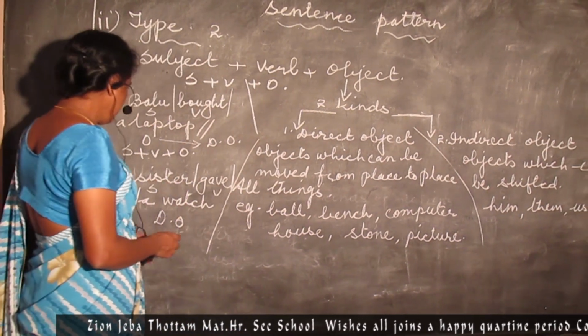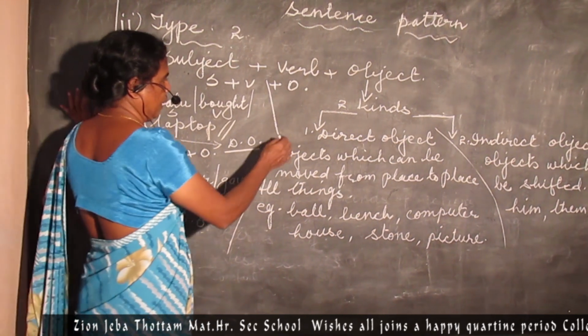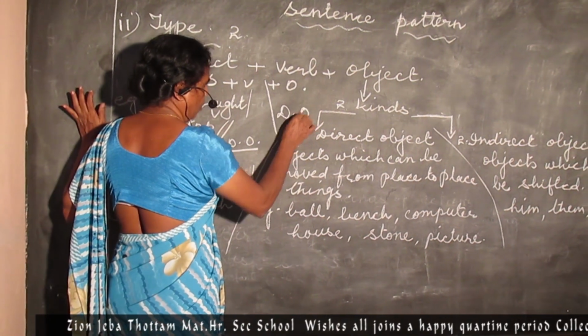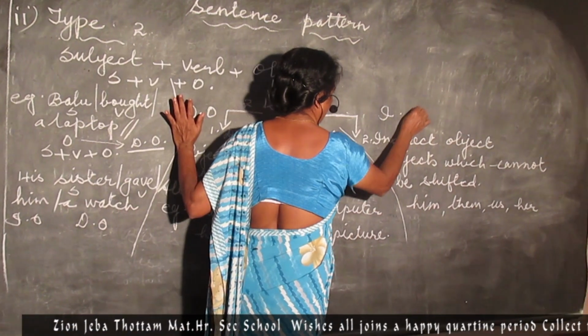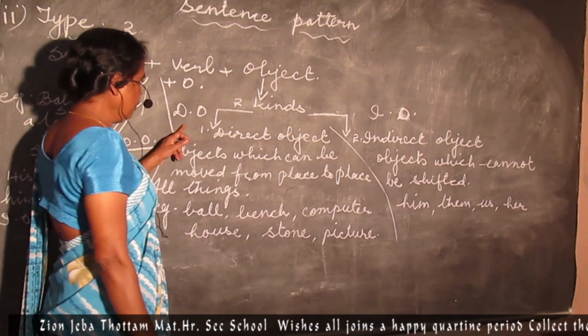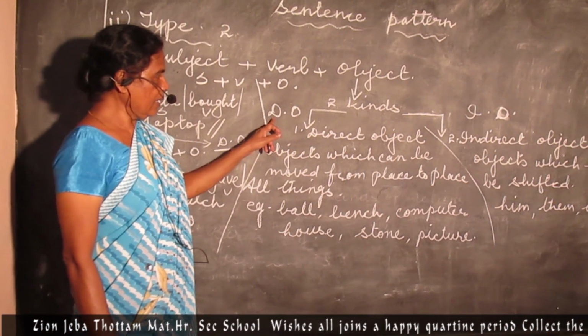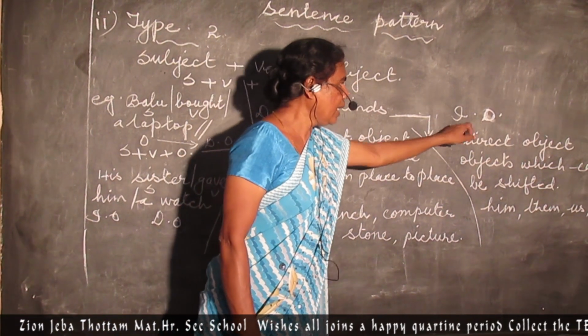So the direct object we write as DO. Direct object, we can write as DO. Indirect object we write as IO. I hope it's clear for you. The direct objects are written as DO and indirect objects are written as IO.